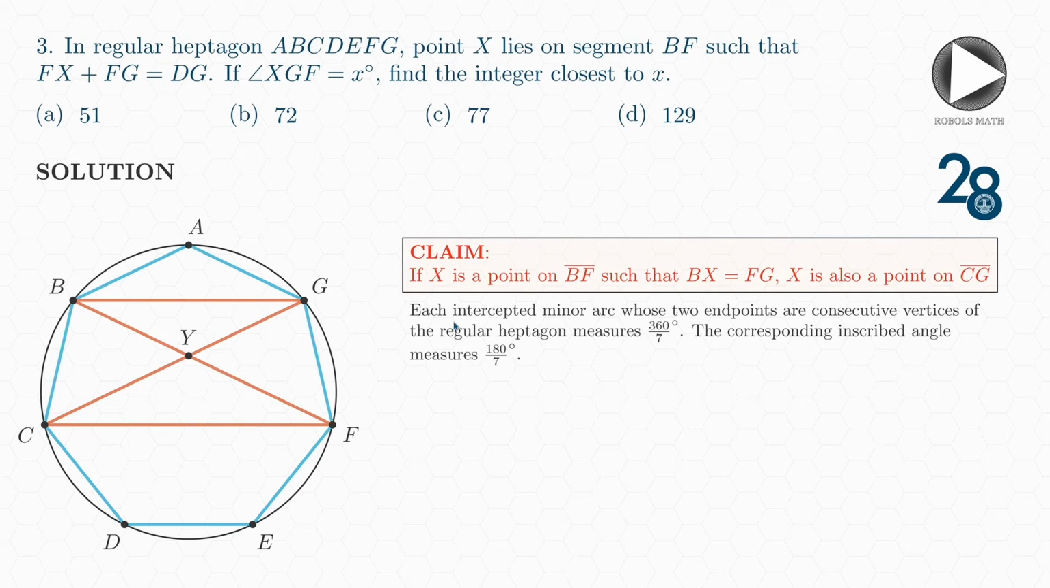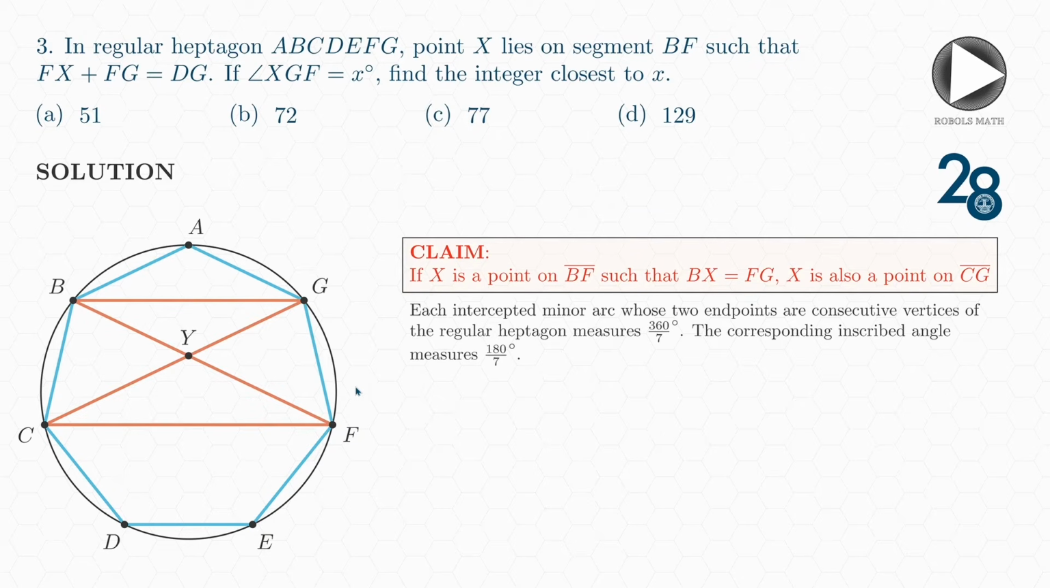is that the intercepted arc whose two endpoints are consecutive vertices of a regular heptagon should measure 360 degrees over 7. So this GF right here should be 360 degrees over 7. AG should be 660 degrees over 7. And then the corresponding inscribed angle should measure 180 degrees over 7, half of that. So for example, if GF is 360 degrees over 7, then GCF should be 180 degrees over 7, right?